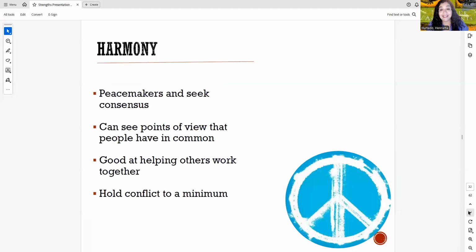Harmony. You're a peacemaker and you seek consensus. You can see points of view that people have in common. You're good at helping others work together. You hold conflict to a minimum. Peace, peace, and perfect peace.